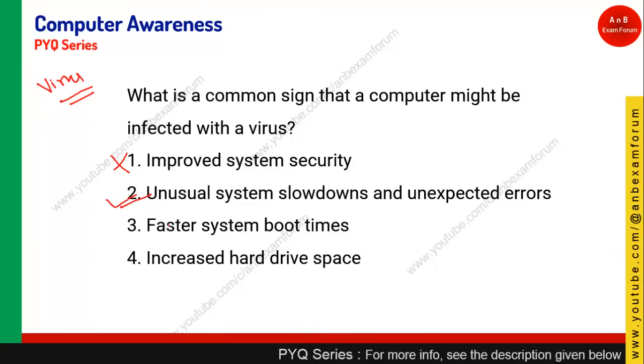And if you see the other options, increased hard drive space, it could be one reason. Okay, there are some worms and viruses which can do such things, but the common symptom is unusual system slowdown. Okay, and booting time will never become faster if your PC is infected. So option 3 you can eliminate. So you are left with options 2 and 4, but the more accurate one seems to be 2, because this is a common phenomenon with viruses. Okay, so option 2 is the right answer.